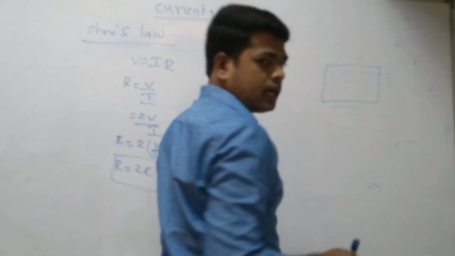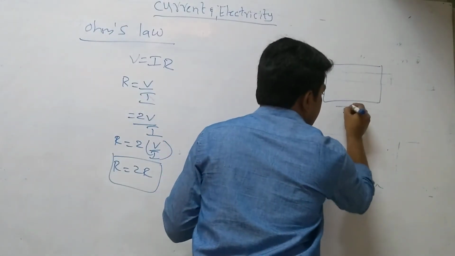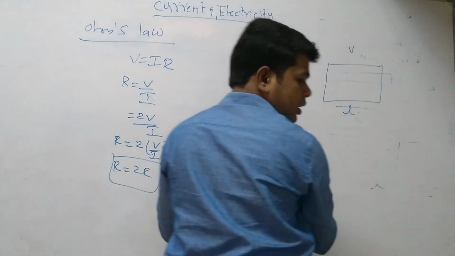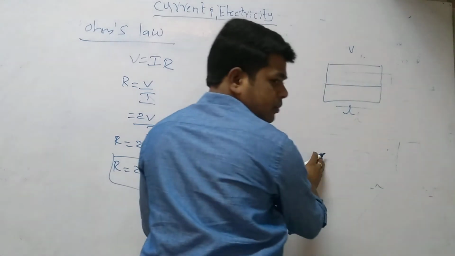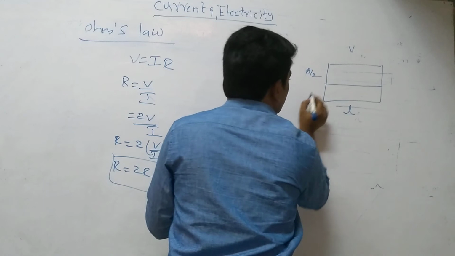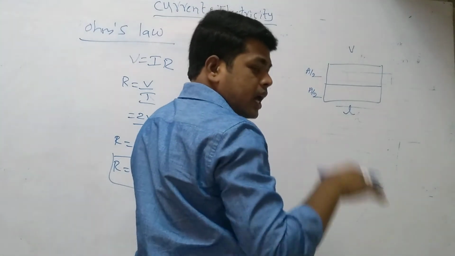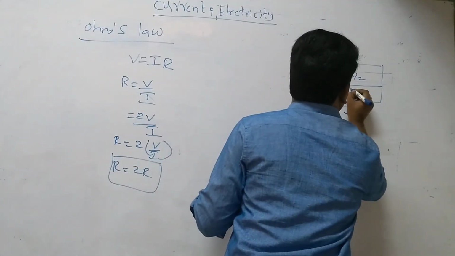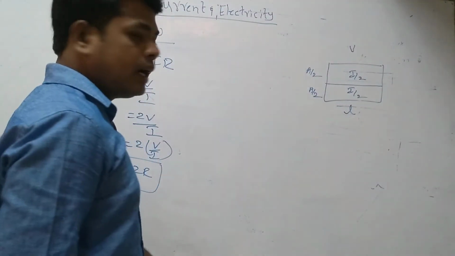So let's take a third case. Same, we are taking one slab having length L, and the potential difference is V. But we are cutting the slab at the center. Now the area of cross section becomes A by 2 and A by 2, and the current also splits into I by 2 and I by 2.